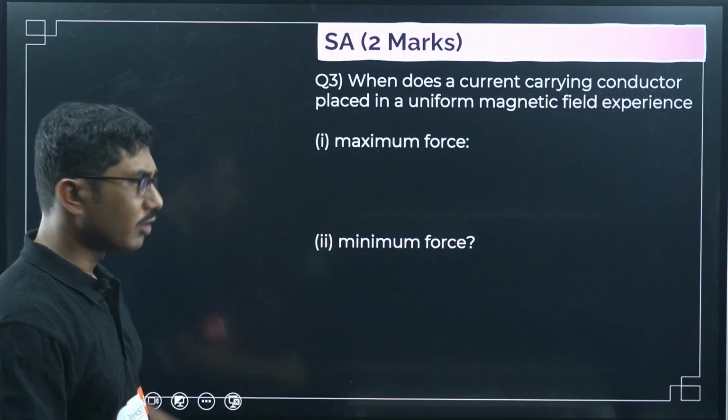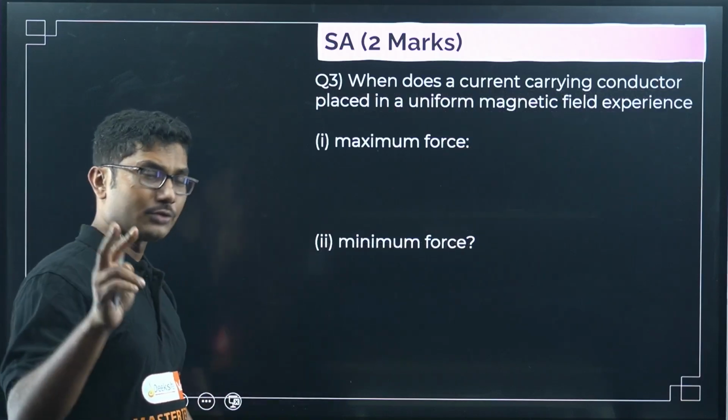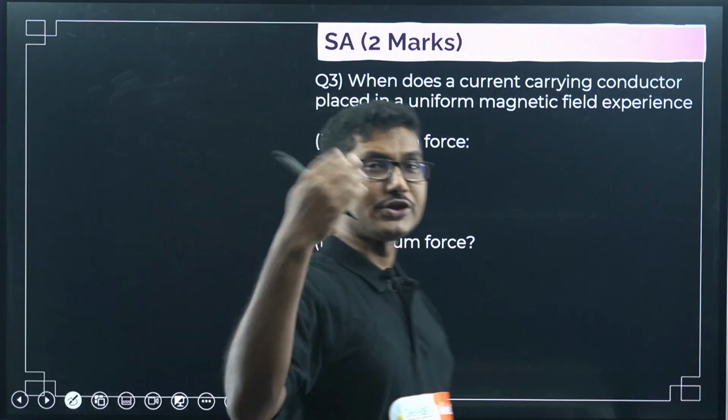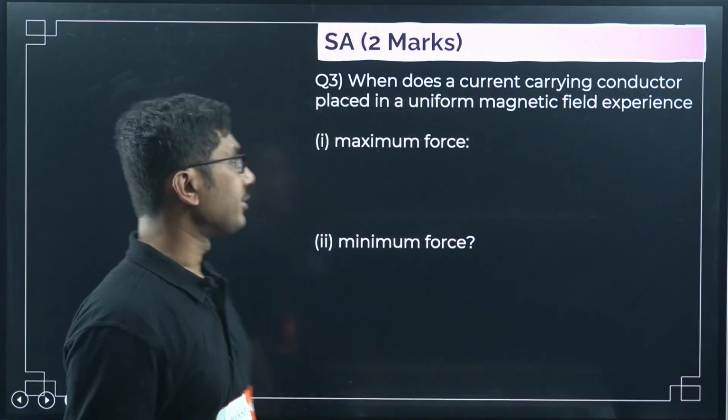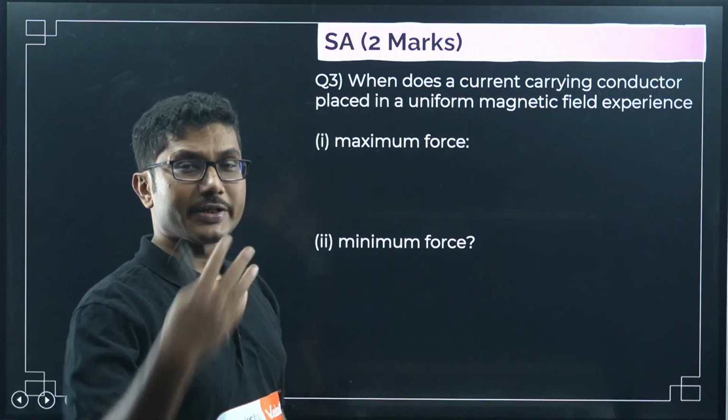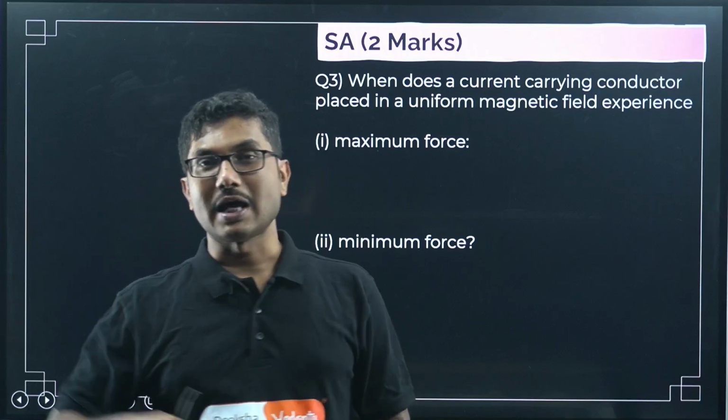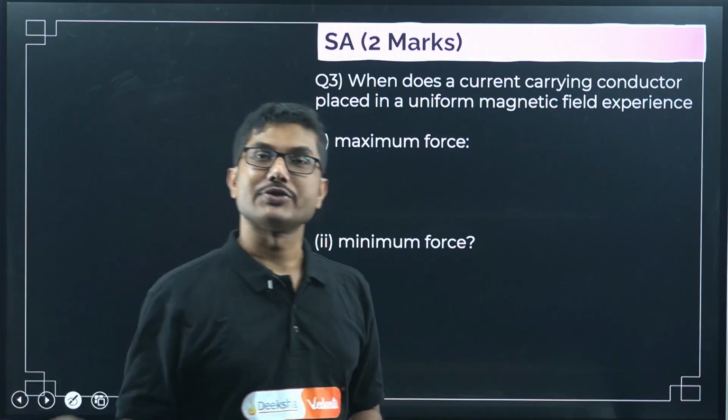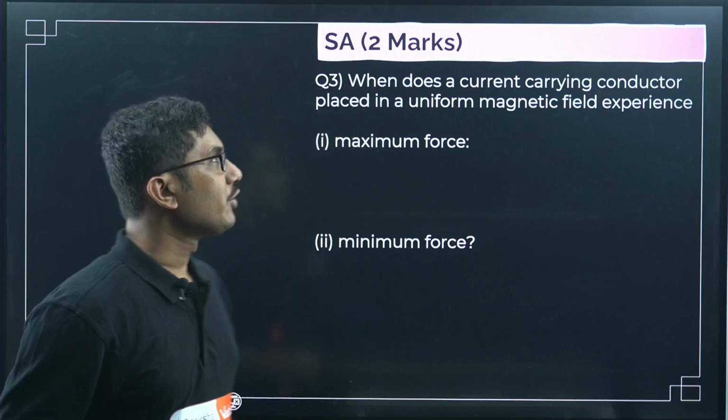Now this is optional, obviously. If they ask you 2 points, you can write 2 points, but if the same question is asked as a 3 marks question, then you have to write 3 points. That's why these questions are interchangeable. Sometimes 2 marks questions are asked as 3 marks questions, sometimes 3 marks questions are asked as 2 marks questions. So you have to be ready for that.